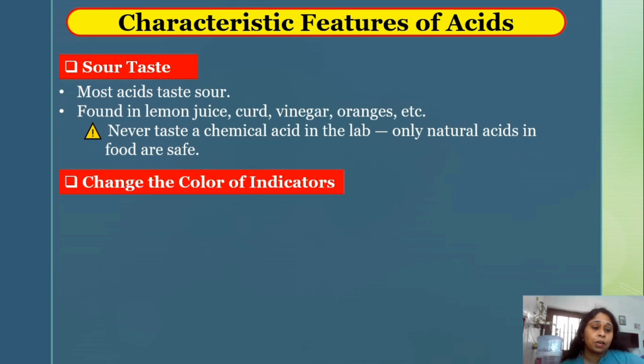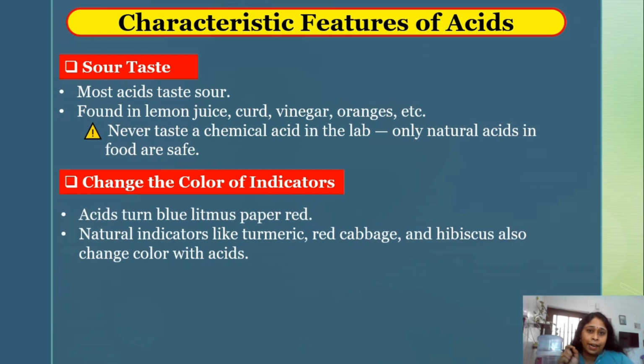Then the second one is that acids change the color of indicators. Now what are indicators? Indicators are basically special substances that change color when added to an acid or base. They help us to identify whether a substance is acidic, basic or neutral. When we add an acid to blue litmus paper, it will turn red. Natural indicators are also present, like turmeric, red cabbage, hibiscus. All these we will discuss in the later slides.